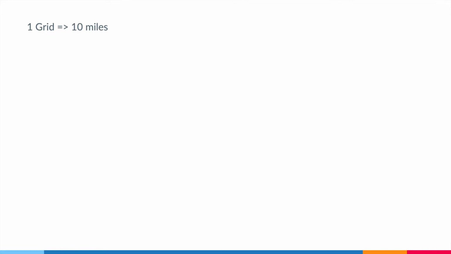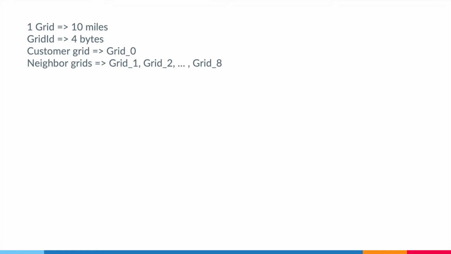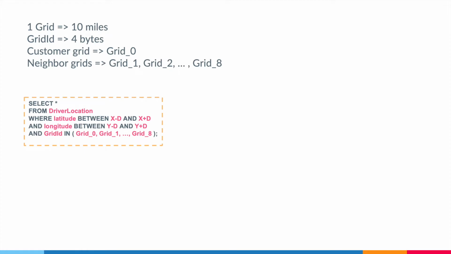and its neighboring grids. So we'll need to store the grid ID also, maybe let's say a 4-byte number to uniquely identify each grid. Let grid ID 0 be the user's own grid and grid ID 1, 2 until grid ID 8 are the user's 8 neighboring grids. So we can extend our query with an additional grid ID filter. We say grid ID in grid ID 0 to grid ID 8. In this way we are massively improving the runtime of our query.